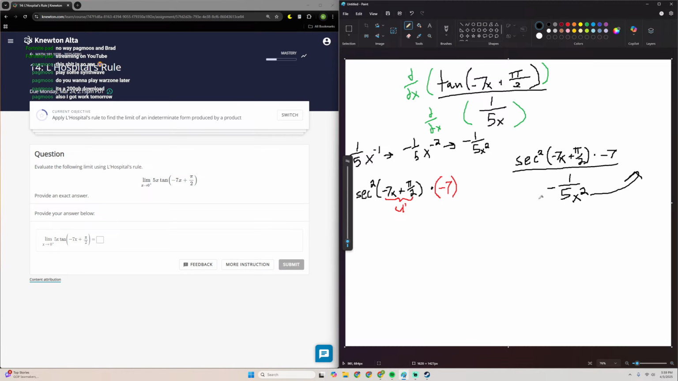We then do this. We put it upwards by flipping it, the whole thing. This becomes secant squared 7x plus pi over 2 times by negative 7 times by negative 5x squared. Alrighty, plug this in our calculator. Let's see what we get.